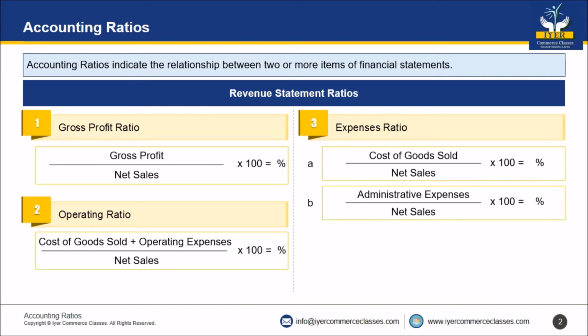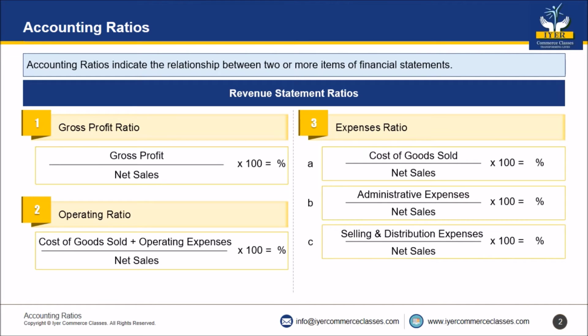Administrative expenses ratio. Administrative expenses upon net sales into 100. Selling and distribution expenses ratio. Selling and distribution expenses upon net sales into 100. Finance expenses ratio. Finance expenses upon net sales into 100.